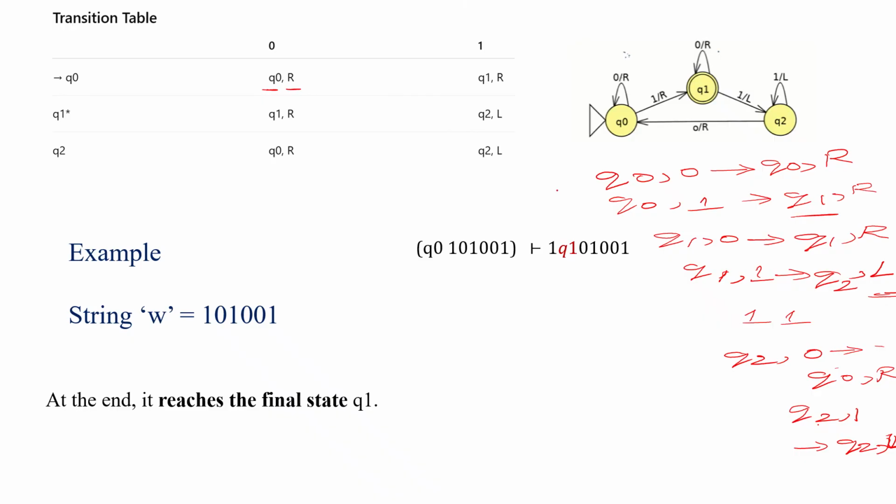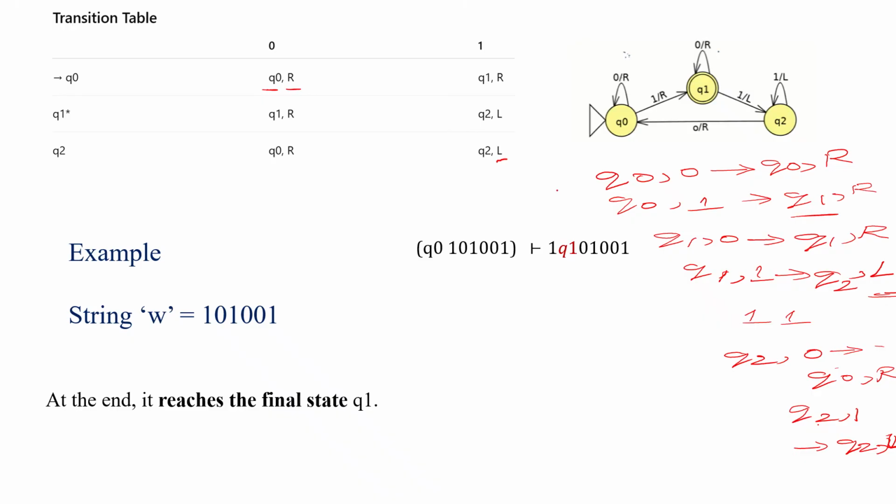When Q1 reads 0, it remains in the same state Q1 and the direction is R. When Q1 reads 1, it changes to state Q2 with direction L. When Q2 reads 0, it resets the values. Reset means it again moves to Q0 and the direction is R. When Q2 reads 1, it changes its direction to L, but it remains in the same state Q2. This is a transition diagram.